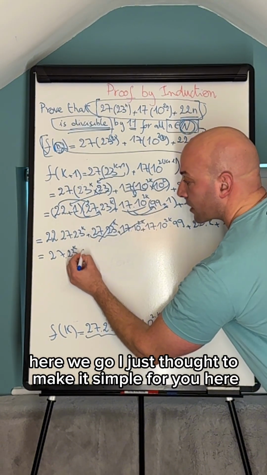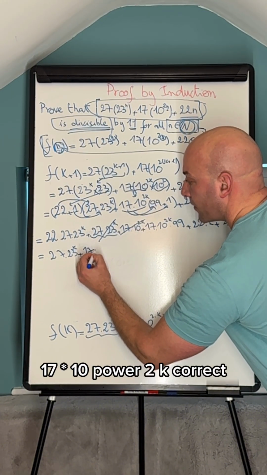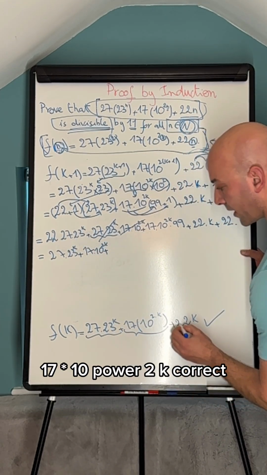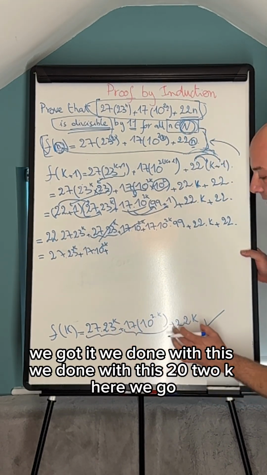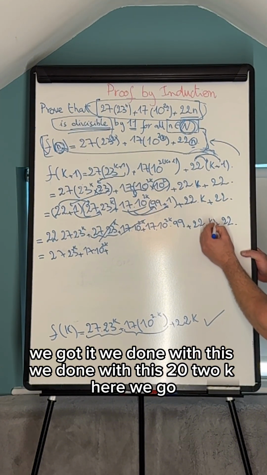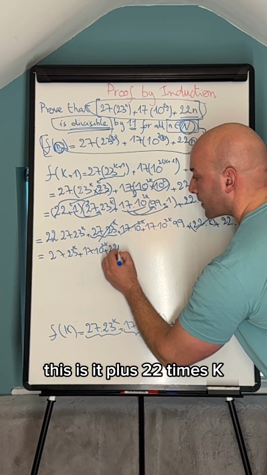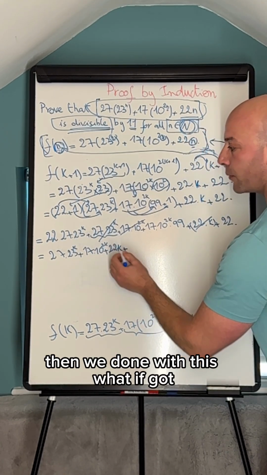Let's see, 17 times 10 power 2k. Here we go. I'll just try to make it simple for you here. 17 times 10 power 2k. Correct. We got it. We're done with this. 22k. Here we go. This is it. Plus 22 times k. Then we're done with this.